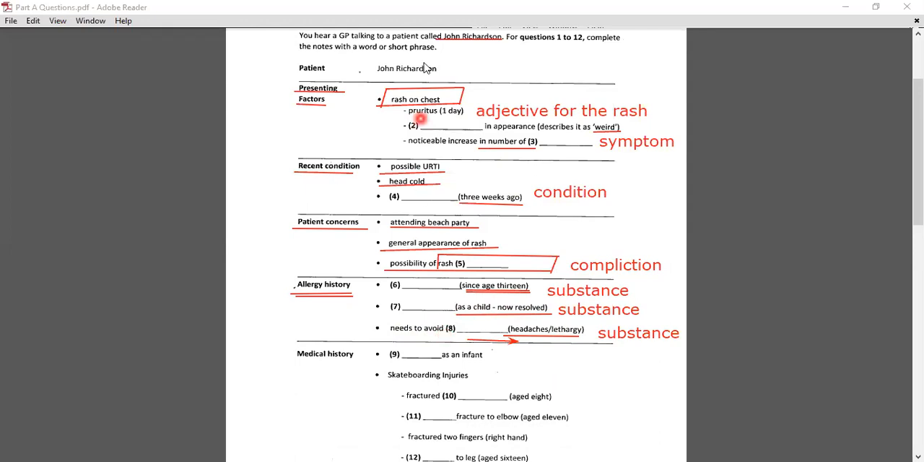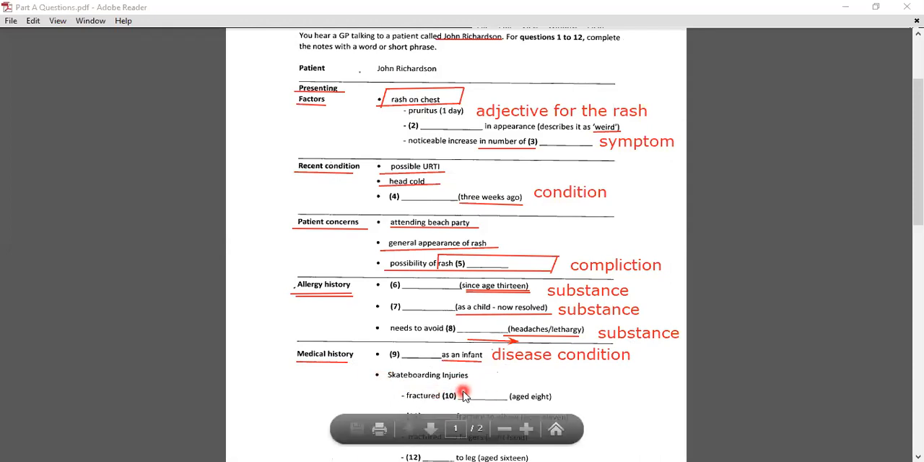Okay, last subheading is medical history. So again here as an infant is your keyword. So you are looking for again a disease condition that they had as an infant. Then again see here, take the maximum benefit of the layout. Okay? The layout here has two main bullet points. So skateboarding injuries is the main bullet point, and rest of the points are sub points. That means these are all injuries. That's an important key, isn't it?